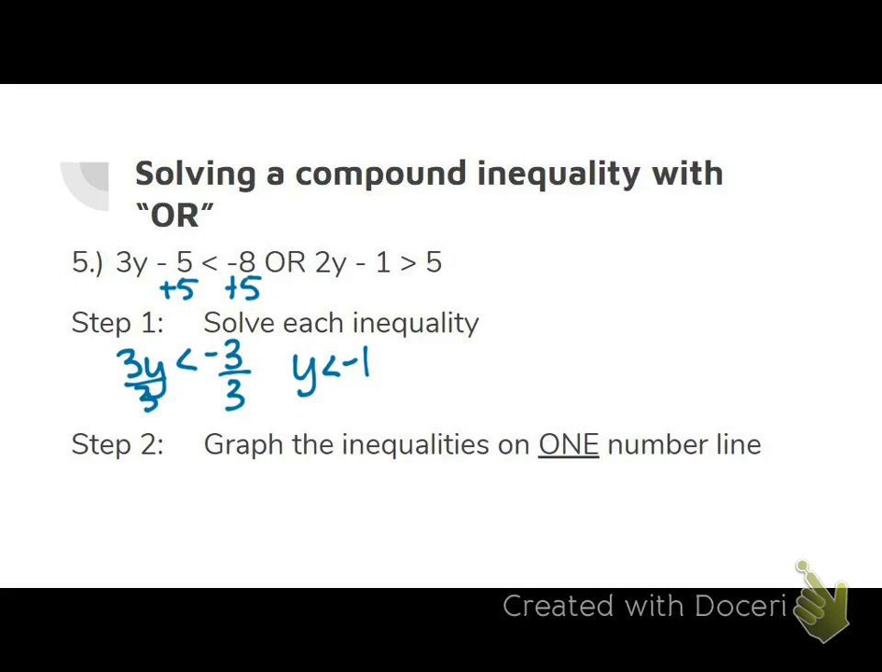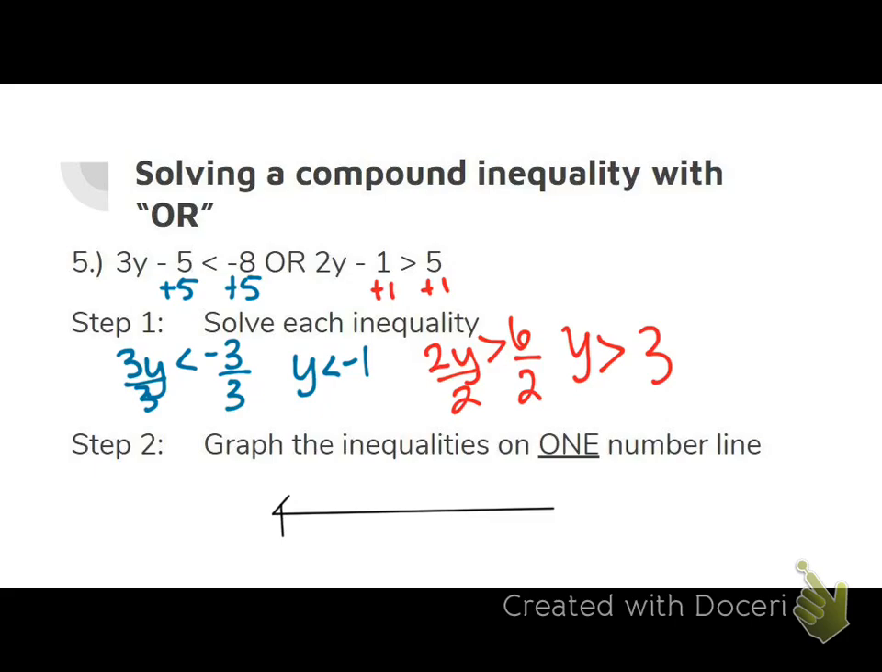On my other inequality, 2y minus 1 is greater than 5. How do I solve? Add 1 on both sides. That gives me 2y is greater than 6, and then we divide by 2. Y is greater than 3. Okay, we've got two solutions. We're going to graph both of them on a number line.